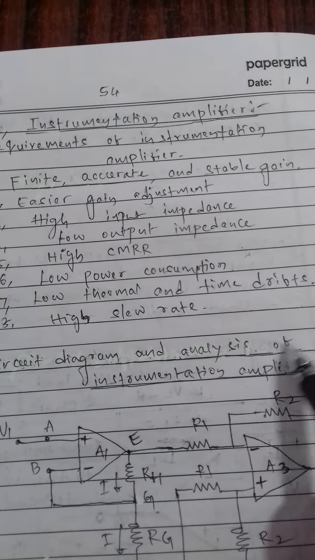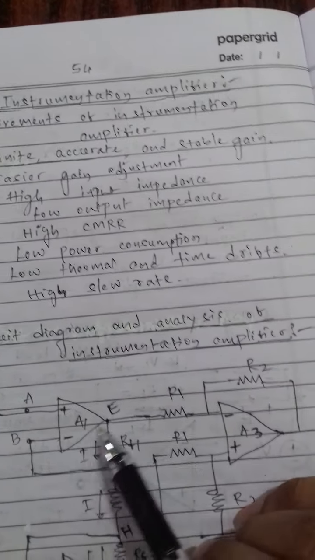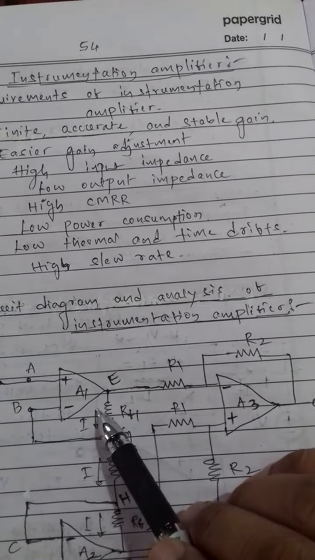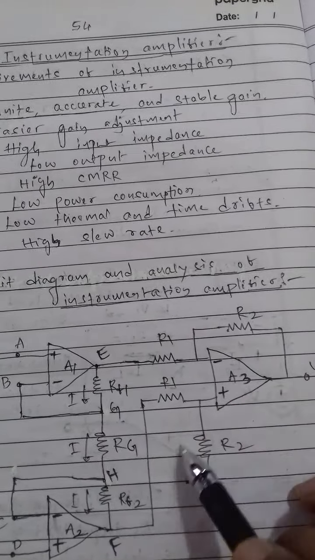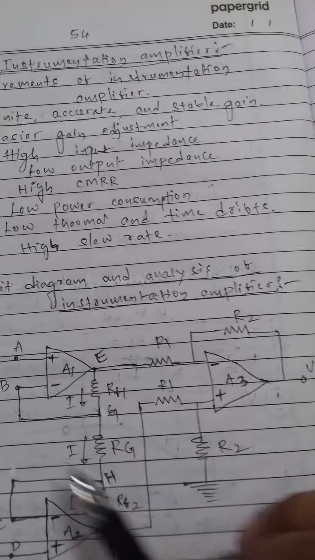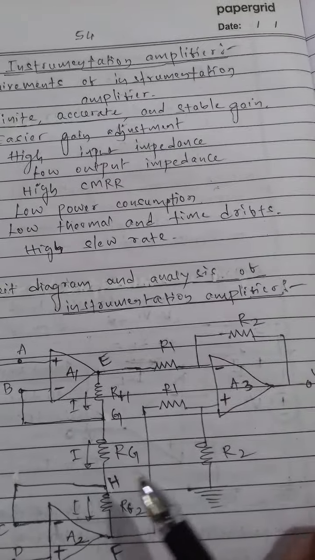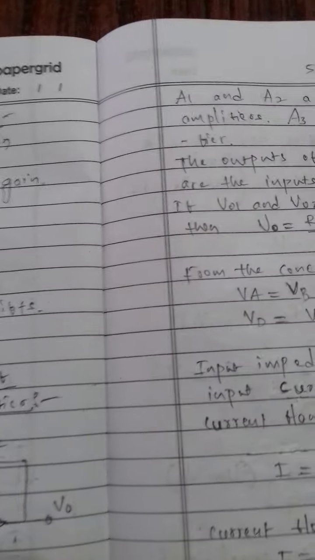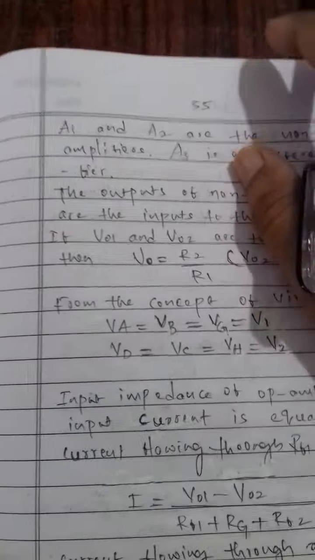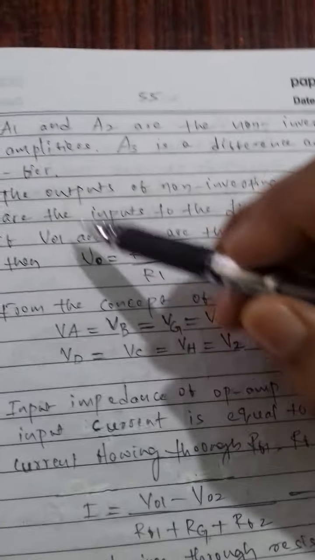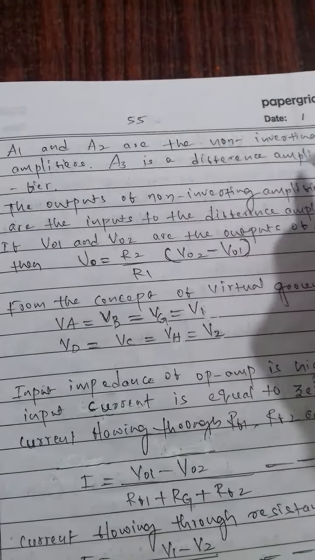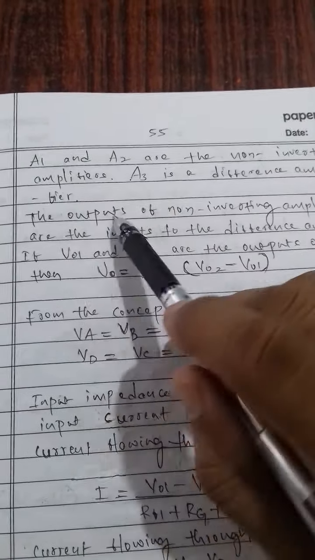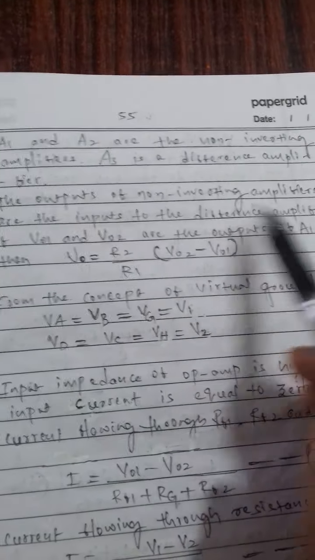Circuit diagram and analysis of instrumentation amplifier. Here it is the circuit diagram of the instrumentation amplifier, with A1, A2 and A3. These are the resistances which are present here. A1 and A2 are the non-inverting amplifiers. A3 is a difference amplifier. The outputs of non-inverting amplifiers are the inputs to the difference amplifier.